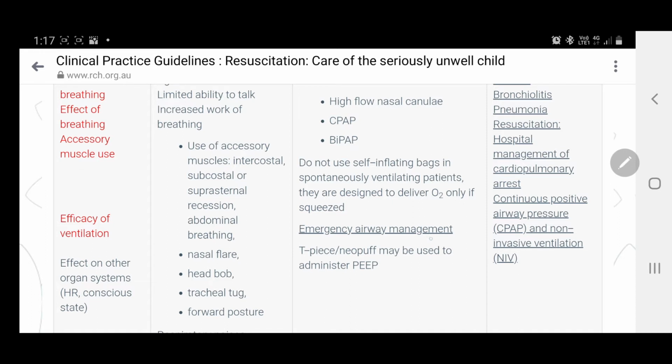We can also do emergency airway management. T-piece, Neopuff may be used to administer PEEP. If you want more details of emergency airway management, please comment below and I'll discuss it in another video.